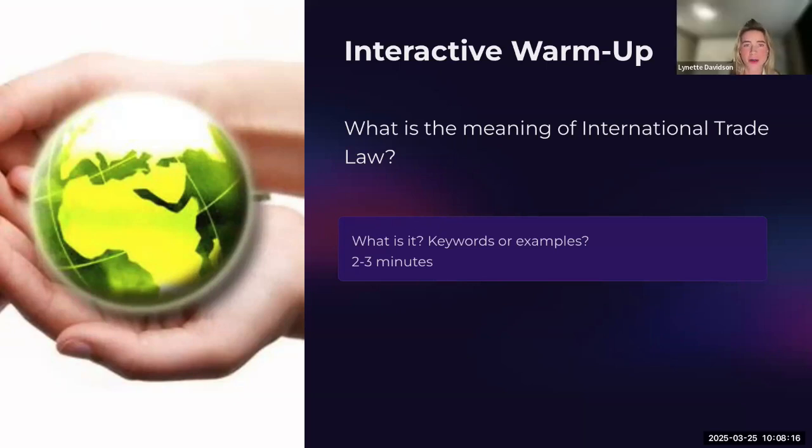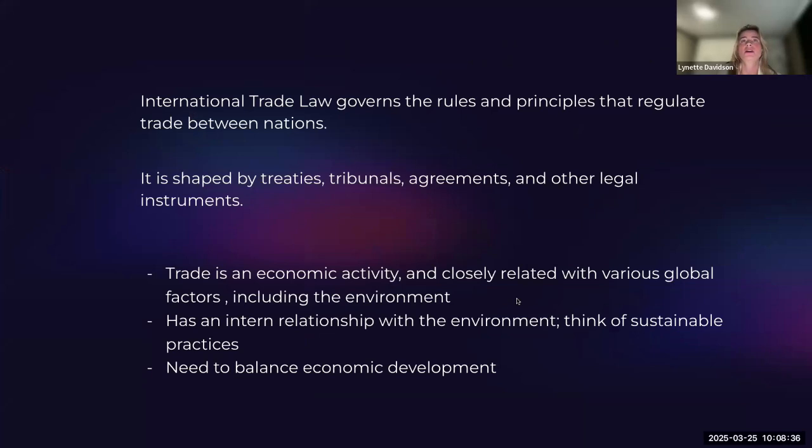Thank you for sharing your input, first of all. And it's very correct. It helps us to understand the laws across the many jurisdictions and how they interrelate. And especially the part of how they interrelate is really important, because countries are supposed to think of regulations and treaties together. So if we think of international trade law, what does it mean? It basically governs the rules and principles that regulate trade between countries, and it's shaped by treaties, tribunals, agreements, and other legal instruments. If we think about international trade, we also have to think about the environment, because trade really affects the environment.